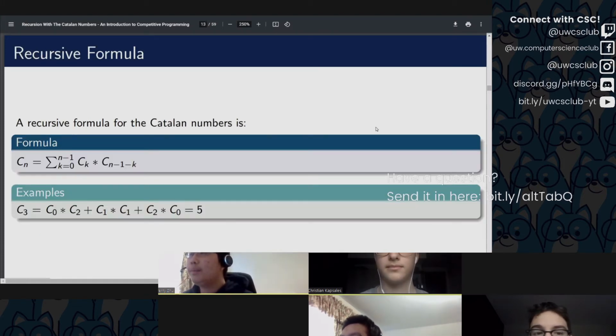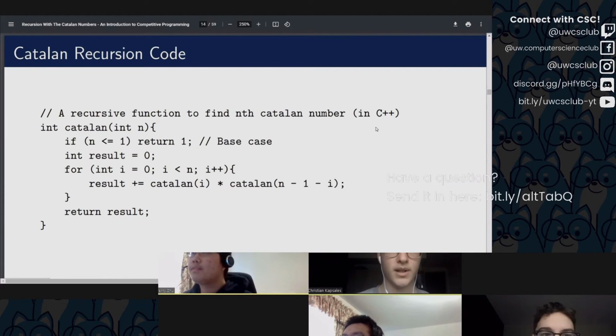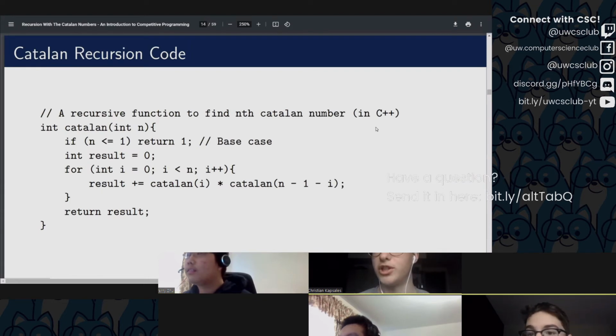Here is the recursive formula for the Catalan numbers shown again, and an example for C of 3 as an illustration. So here's the Catalan recursion code, which is written in C++. Here we have a function called Catalan, which takes in an integer n. The base case is simply if n is less than or equal to 1, we just return 1. Then we have a variable called result, which is the summation of the Catalan numbers.